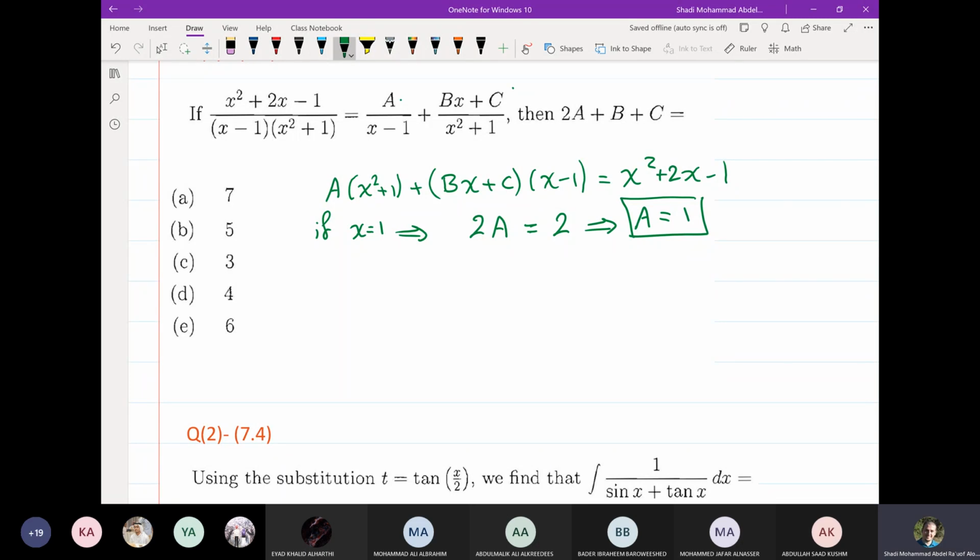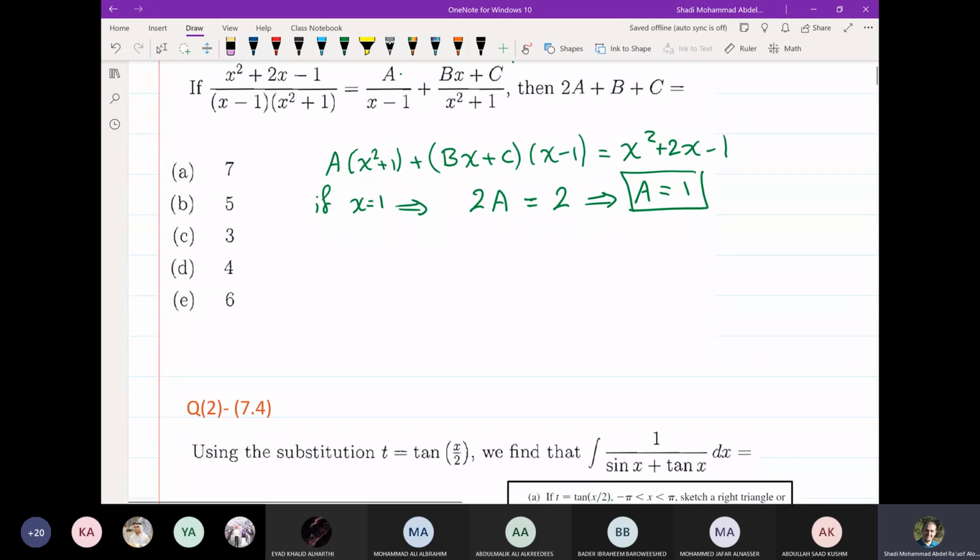Now a is 1. But how to find b and c? I cannot substitute something here to cover up this one, to make it 0. Right? So I cannot choose something like that. How to find b and c? You can now compare the coefficients in both sides. If I want to find the coefficient of x, let me change the color, just the coefficient. The coefficients of x in both sides will be what?